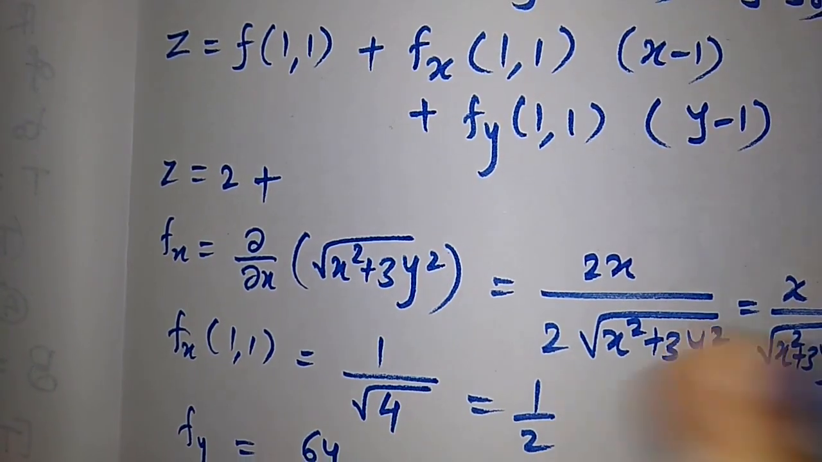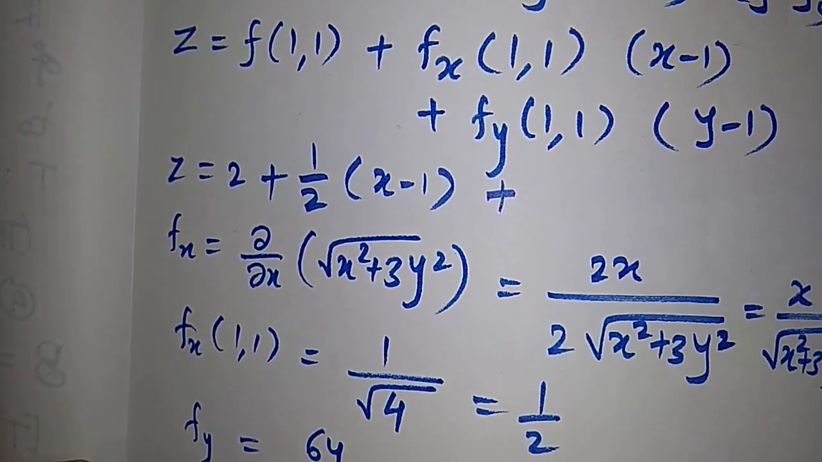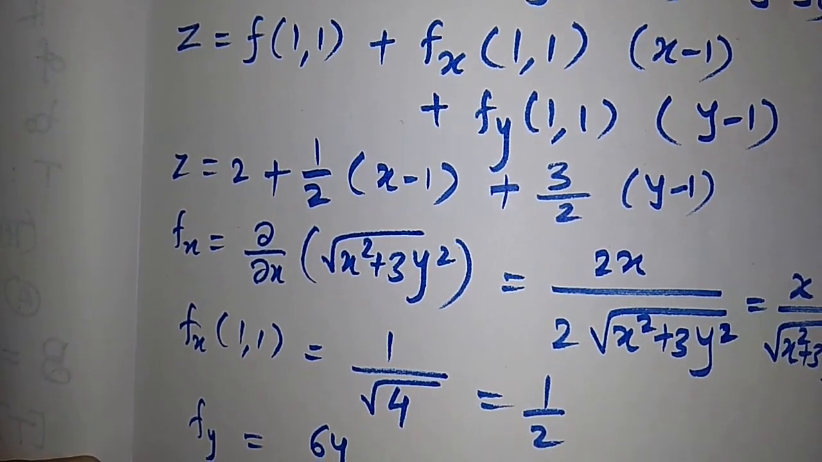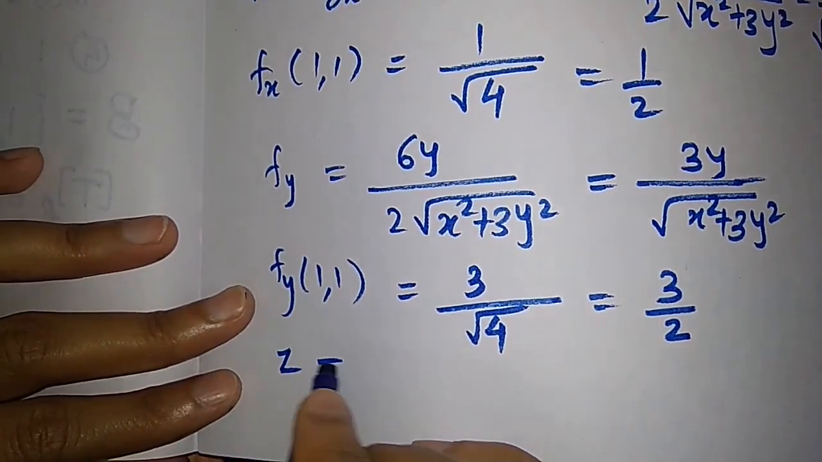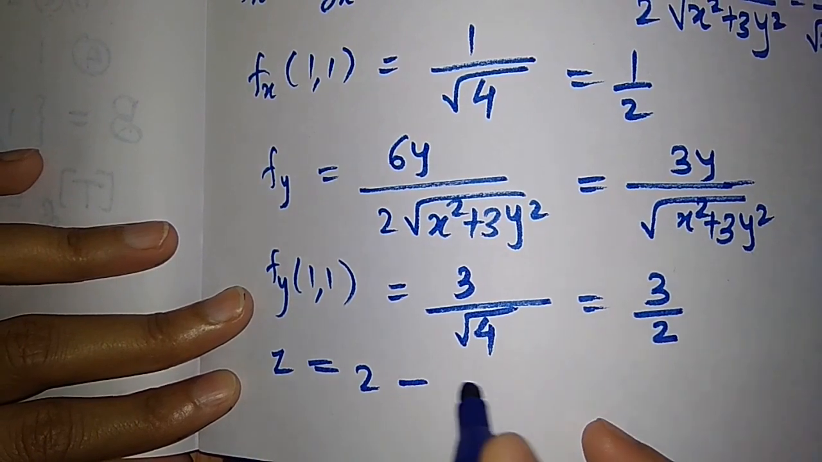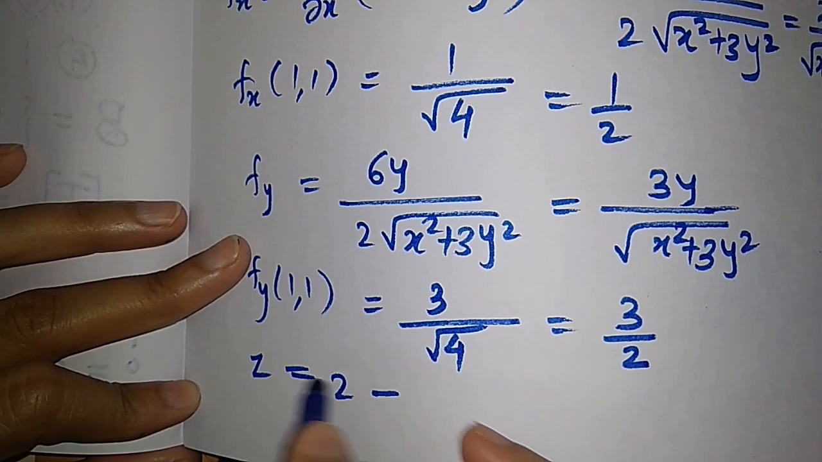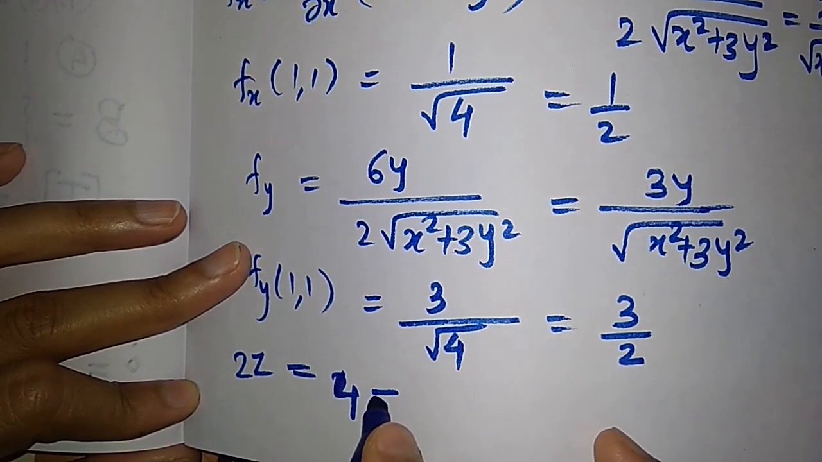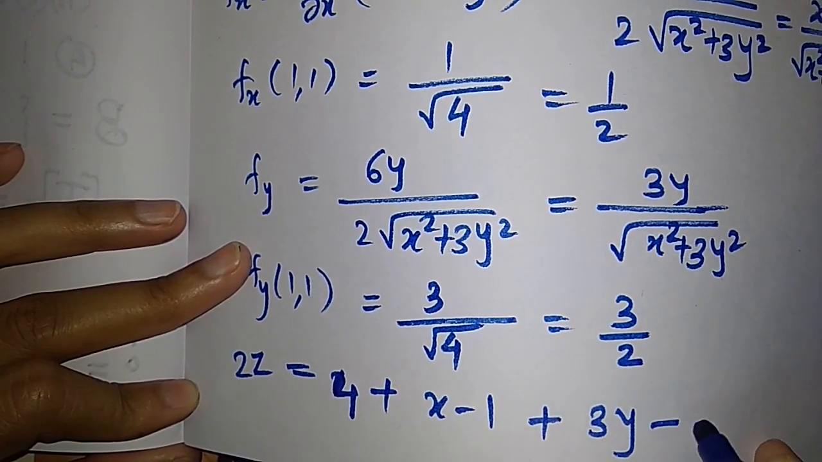So we will get z is equal to 2 plus fx at 1, 1, which is 1 by 2, into x minus 1, plus fy at 1, 1, which is 3 by 2, into y minus 1. Now let us simplify it. So we will get z is equal to 2 plus... multiply by 2 throughout the equation. So we will get 2z is equal to 4 plus x minus 1 plus 3y minus 3.